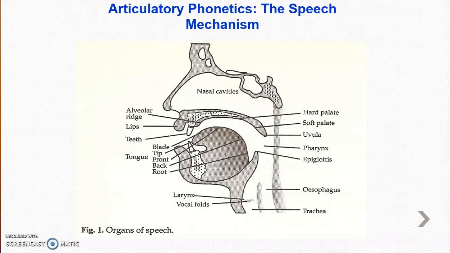Okay, and to conclude, I'll show you this figure. It's a figure of the organs of speech. This is what we're going to study next class. We need to analyze and to describe all the organs of speech in order to know how sounds are articulated.